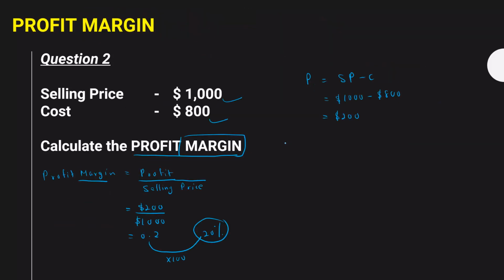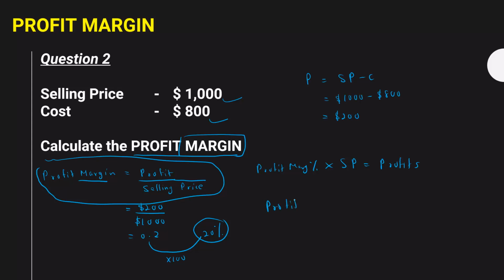Let me explain that using the formula we used over here. Profit margin percentage equals profits divided by the selling price. So your profit margin percentage, if you take the selling price to the other side, becomes a multiplication, equal to the profits. So under the margin method, how can you calculate the profits? Selling price into the profit margin percentage.